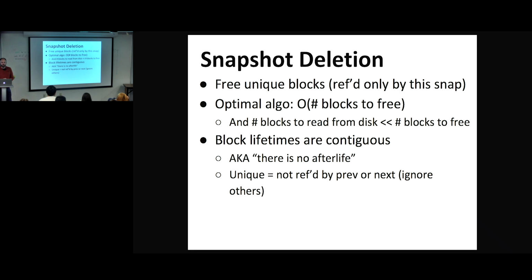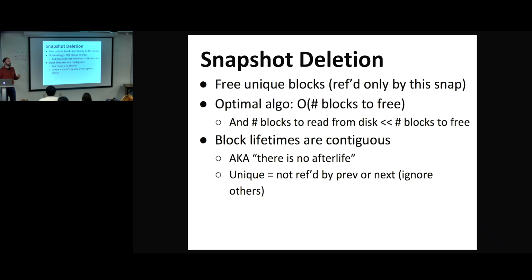Okay, so when we delete a snapshot, we have to find all of the unique blocks and free them. The unique blocks are the blocks that are referenced only by this snapshot. And so ideally, an optimal algorithm for this would only take time proportional to the number of blocks to free, because there's no way to be faster than that. We have to free every block.